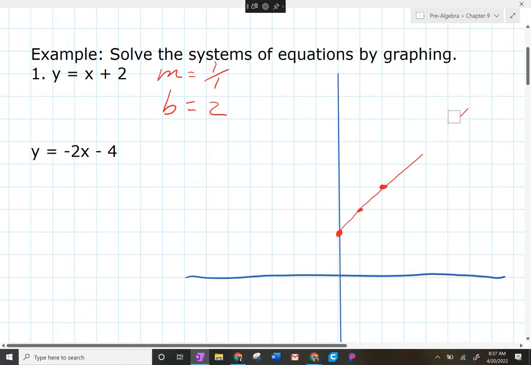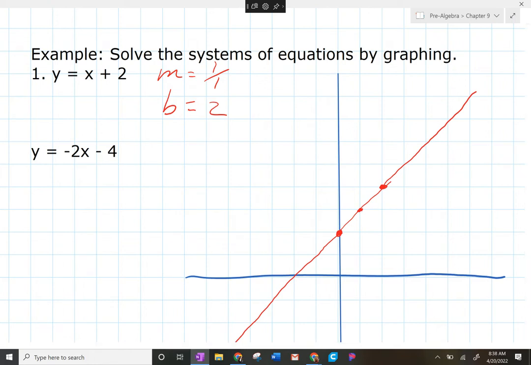Oh, that's not very good at all. There you go. That's a little better. All right. Also, if you use a straight edge, like a ruler, on these ones, it'll make things a little bit easier.